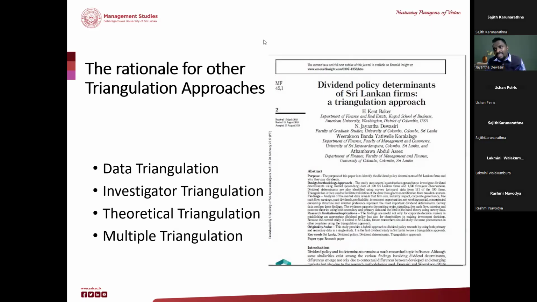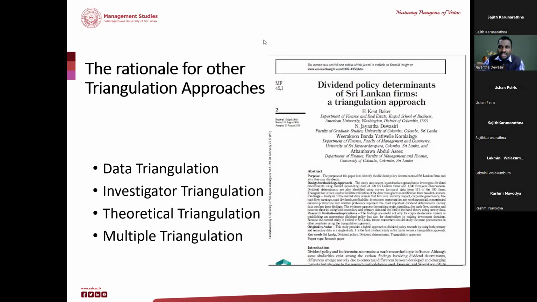So if there are multiple theories which explain the same phenomena, then you have to incorporate or amalgamate the theories to explain the phenomena. So we call it utilization of multiple theories in order to explain a phenomena. We call it theoretical triangulation.